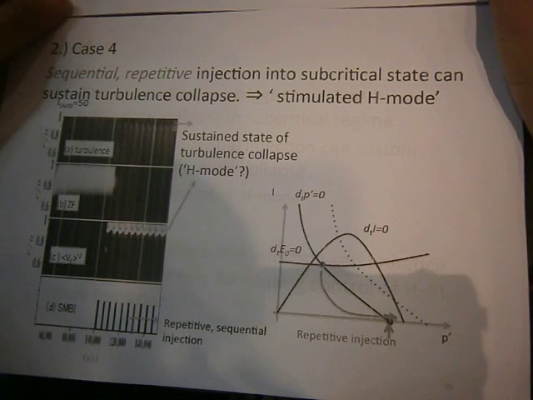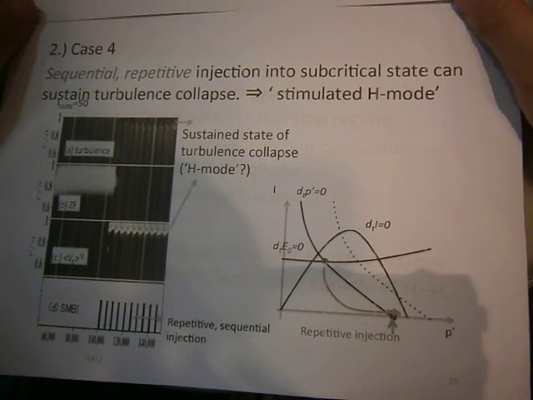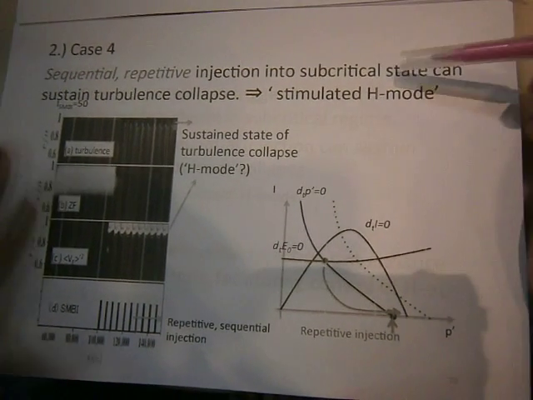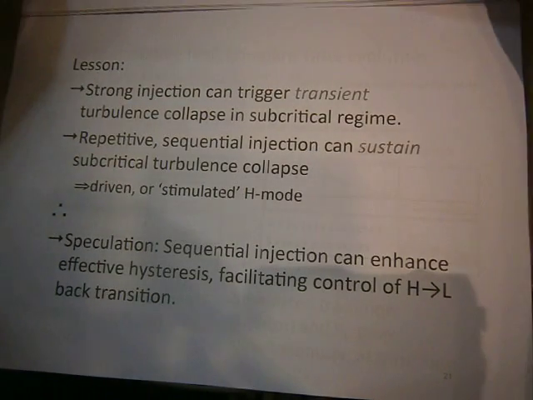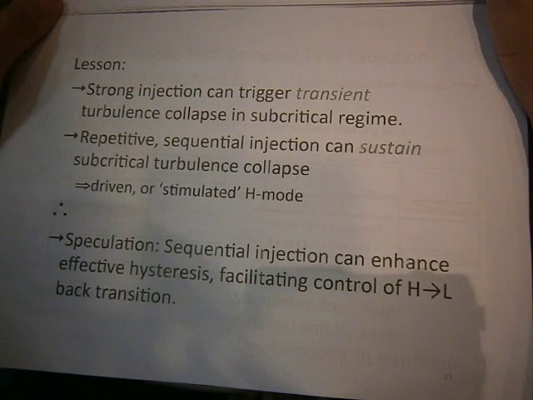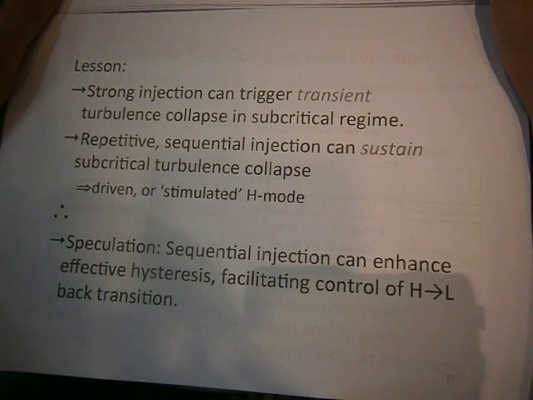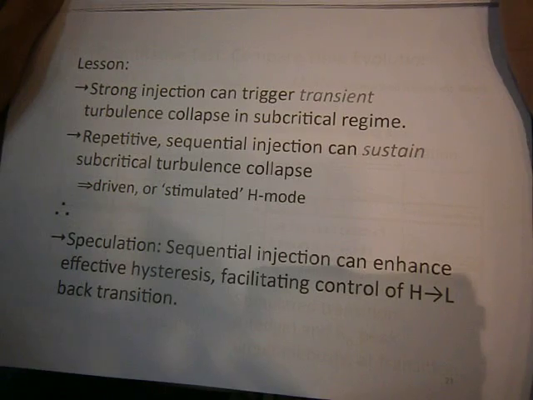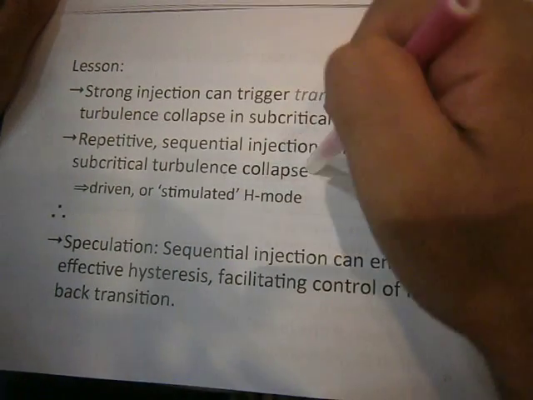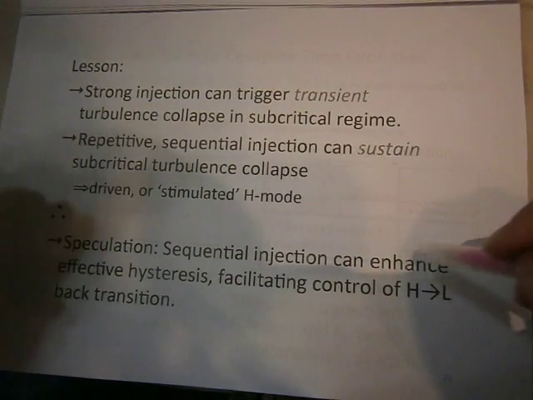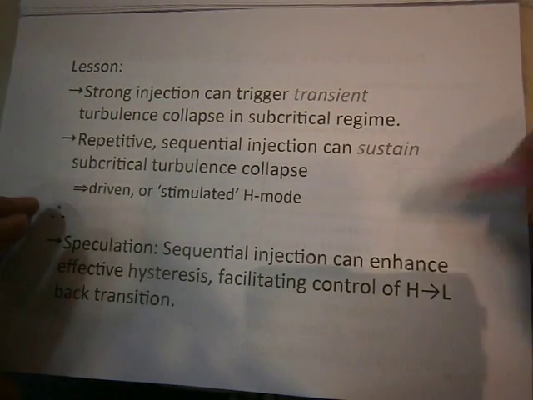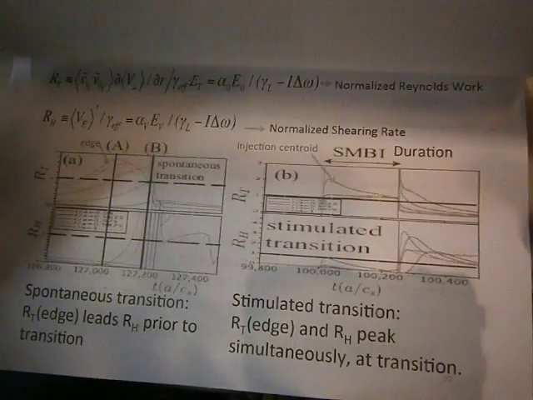A case sequence revolution, injection subsequent state can sustain tubular collapse. Simulation H mode, simulation on tubular collapse is no current. Reason: strong injection can trigger transition collapse with subcritical regime. Referential sequence injection can be sustained, subsequent tubular collapse with relevant simulation H mode. The simulation injection can be enhanced efficiency, HML fraction control, AC fraction control.